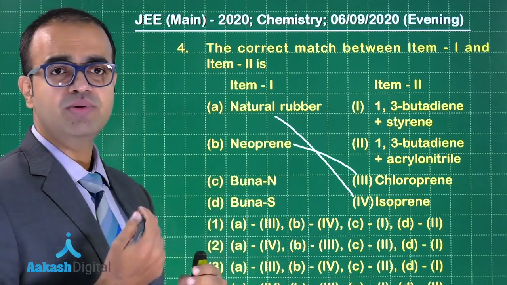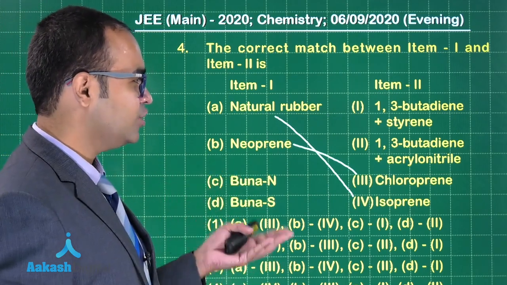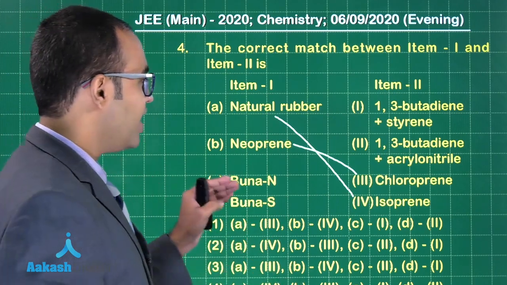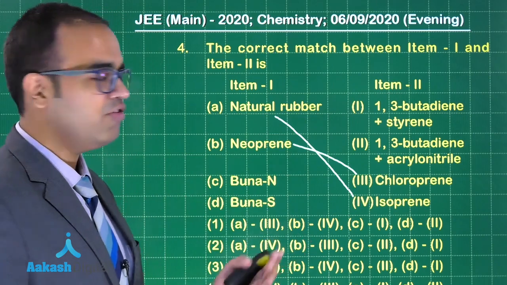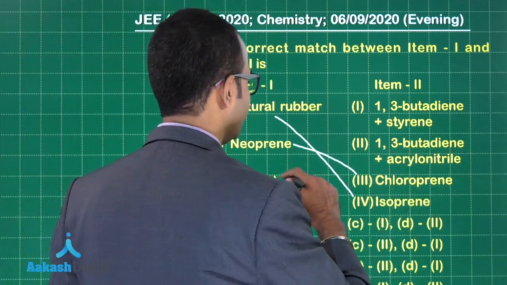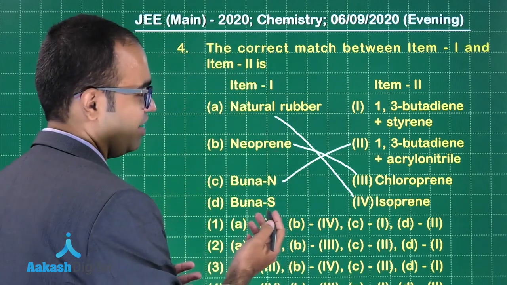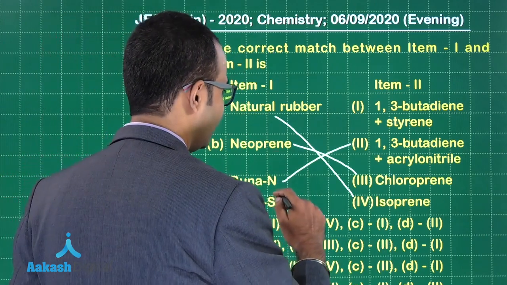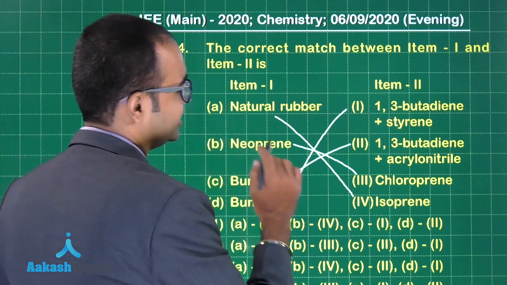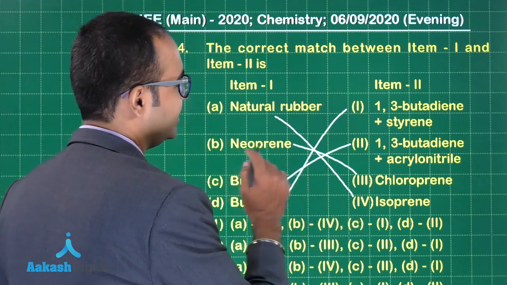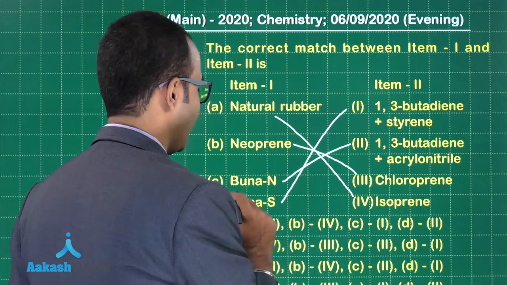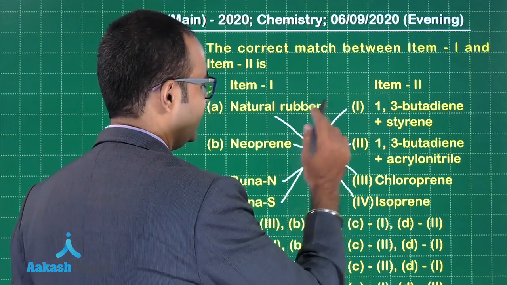Buna-N. Buna-N stands for what? Buna-N stands for butadiene and N stands for what? N is usually for nitrile, right? So Buna-N is a polymer of 1,3-butadiene plus acrylonitrile. So C is 2. You're left only with 1. So your D is 1, guys. Okay. So A is 4, B is 3, right? C is 2 and D is 1.